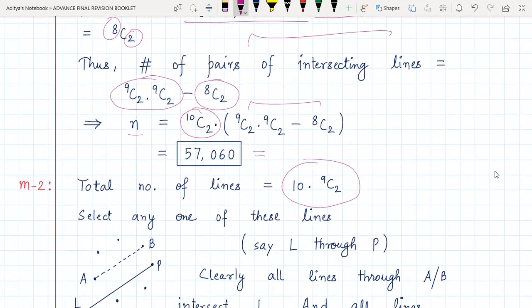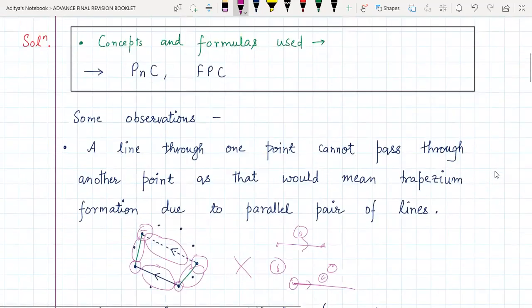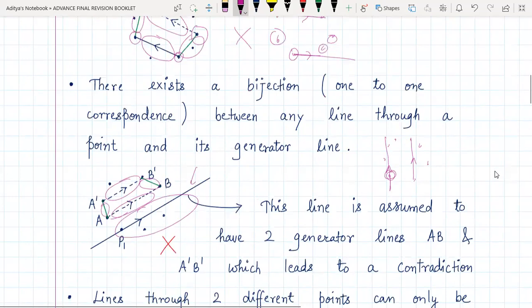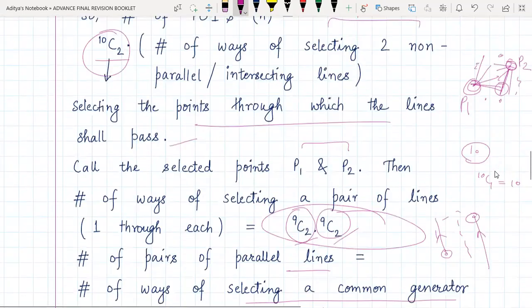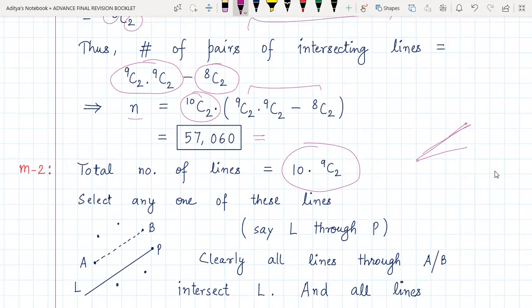And since observation 1 tells us that there are no repeating lines, there will be no overcounting, because a line through a point certainly cannot also be a line through another point. We have already discussed this. We have already said in the first point that a line through one point cannot pass through another point. So they are all going to be different lines. So no worries of overcounting here. Now select any one of these lines.